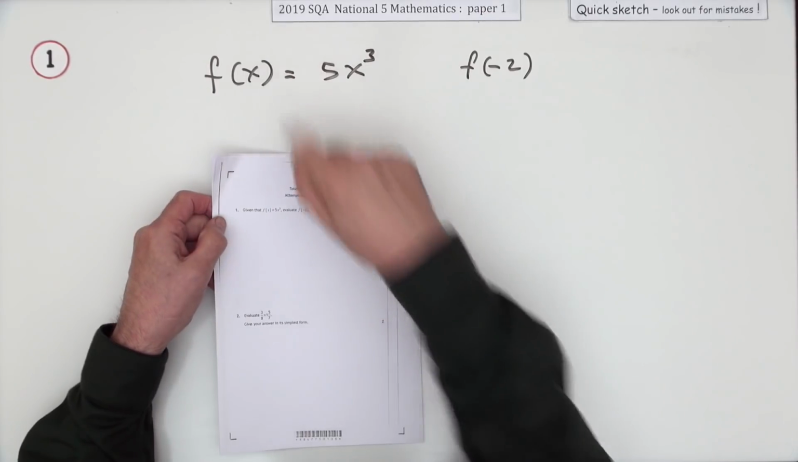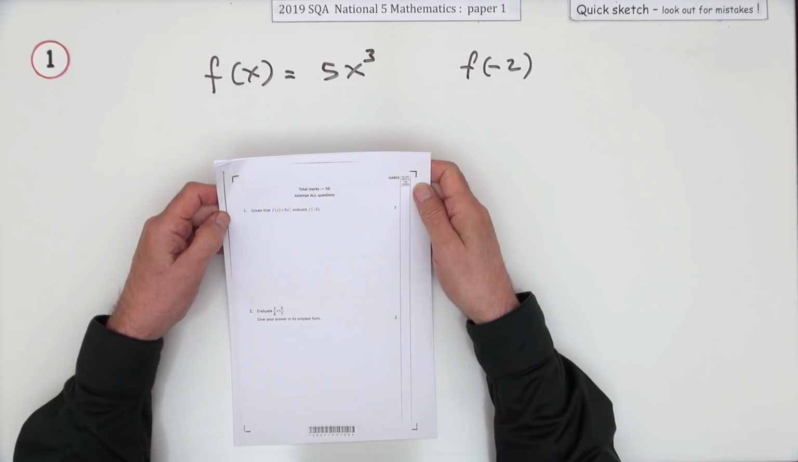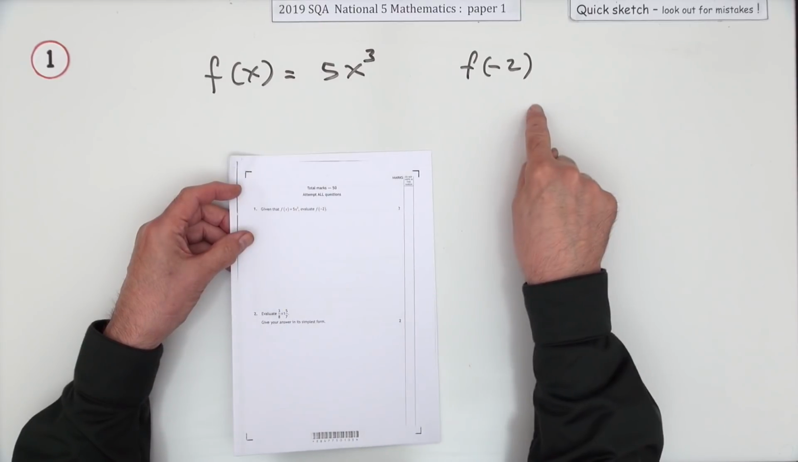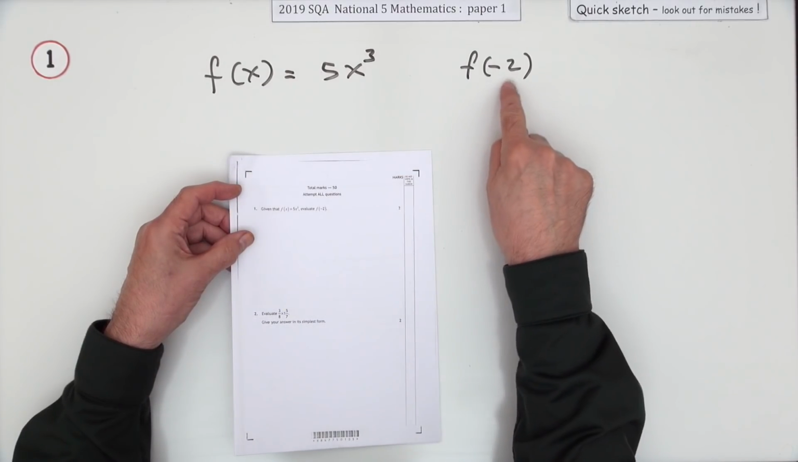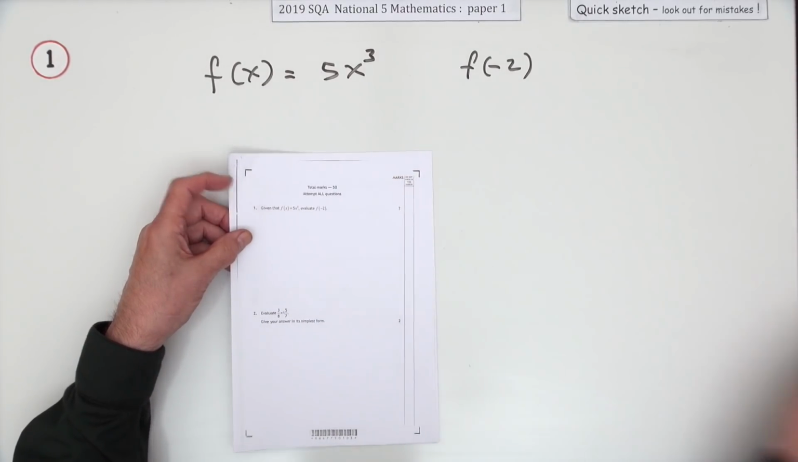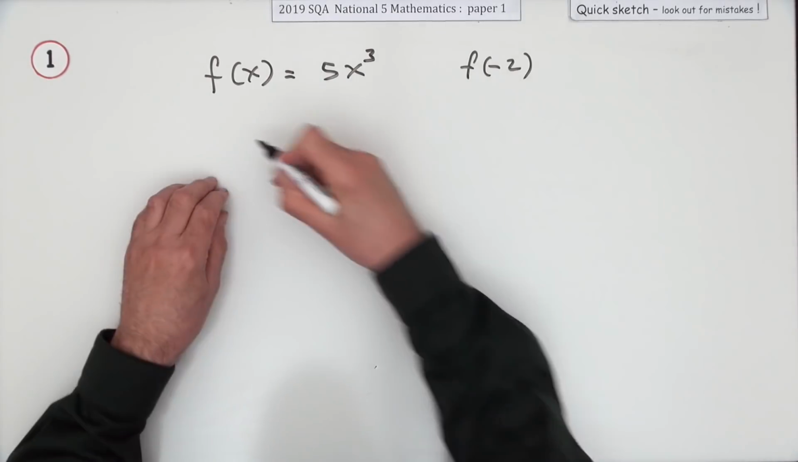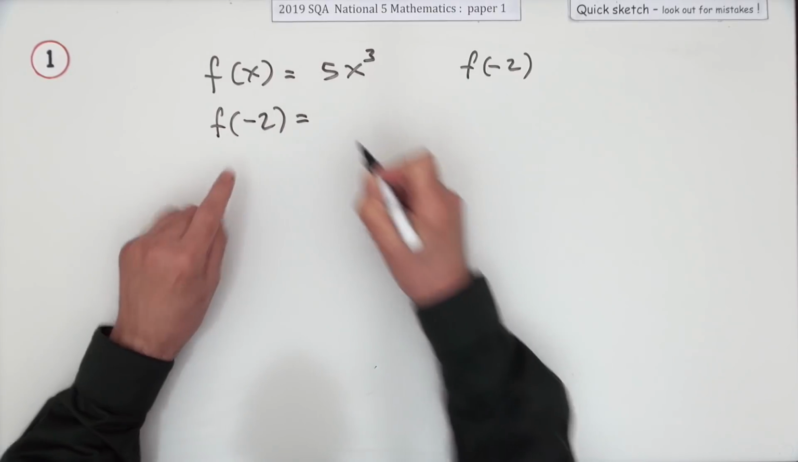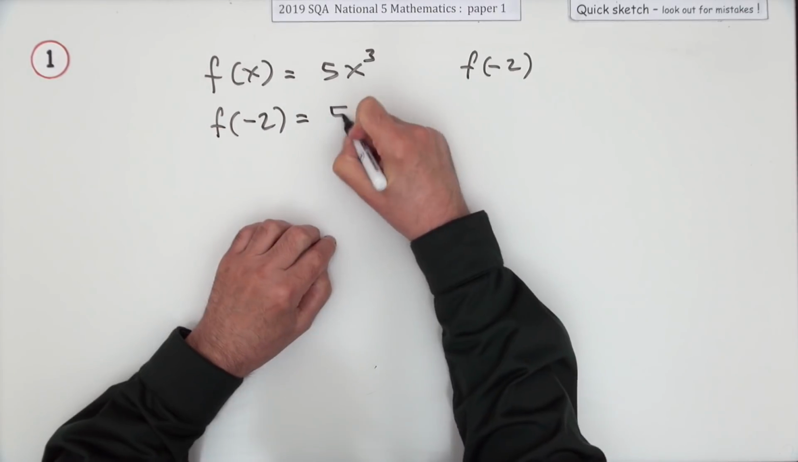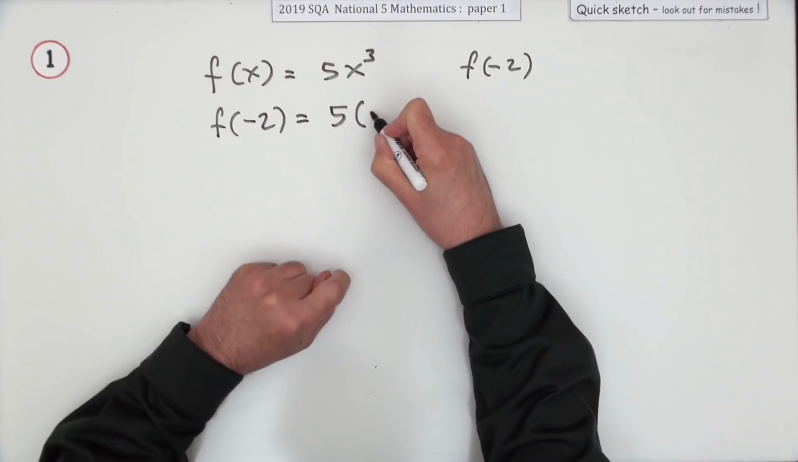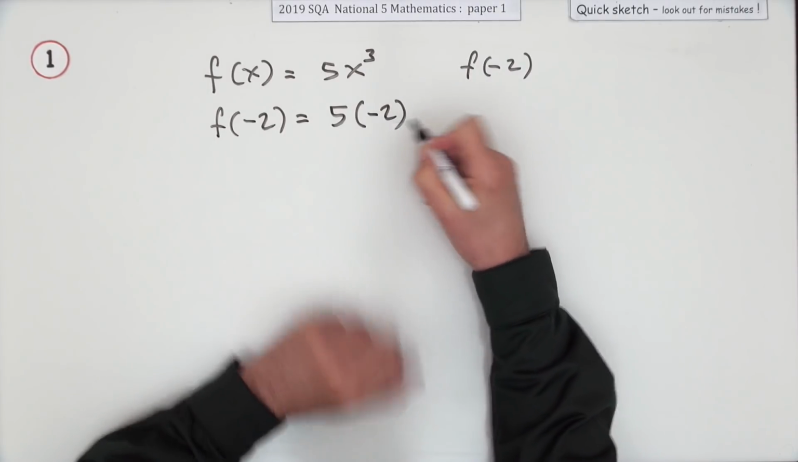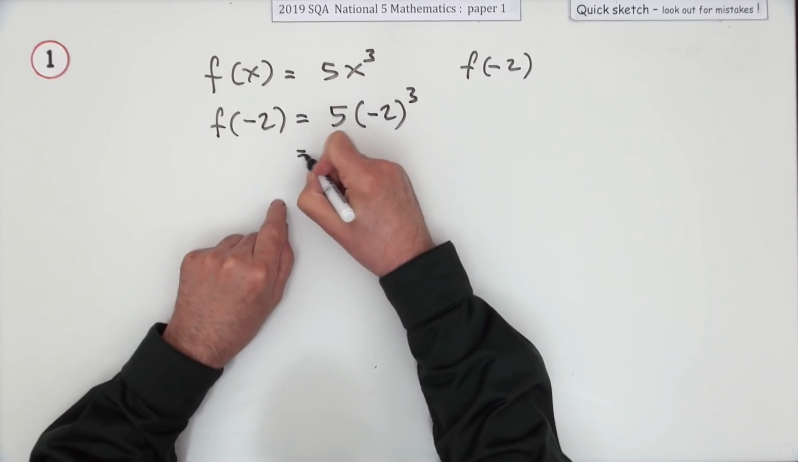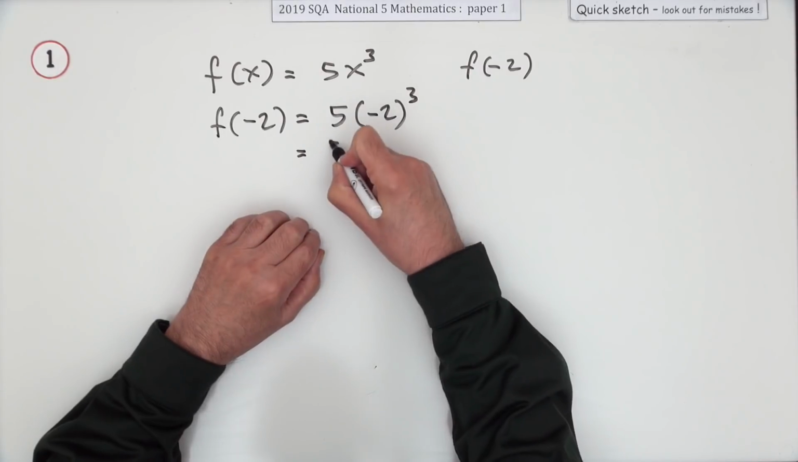So the first question in the 2019 National 5 Paper 1, evaluate a function at a certain value of x for 2 marks. Well, the first part would just be pop that number in. So if x is -2, it means you've got 5 times, and there's x there, so there's -2. 5 times -2 cubed. That may be the first mark, I'm not sure.